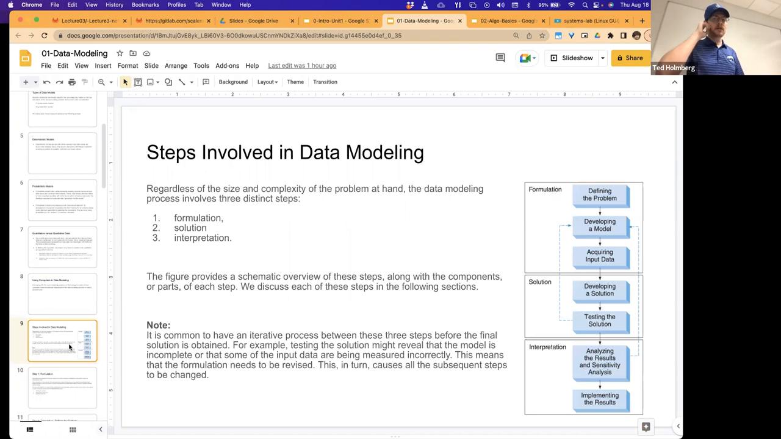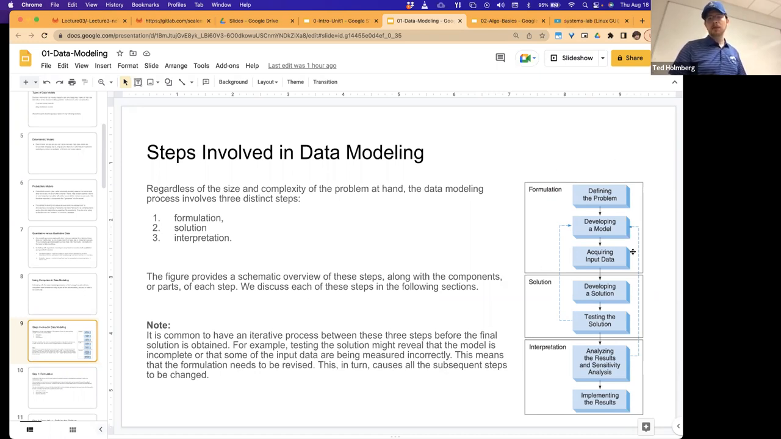Okay, and so the steps involved in data modeling can be very verbose. This is the kind of illustration here on the side of what this would actually look like. You could think of this as having three distinct steps. Regardless of the size, regardless of the complexity of the problem at hand, your data modeling process involves a formulation of the data model, the solution that you need to result in, and then an interpretation of it. The figure provides a schematic over these steps along with the components or parts of each step. We discuss each of these steps in the following sections.